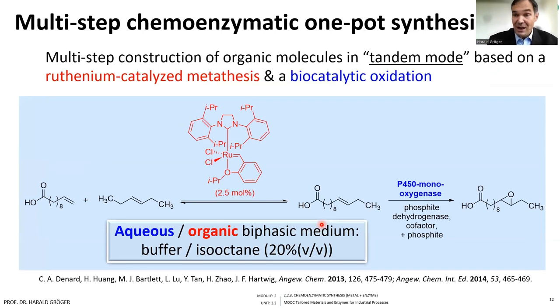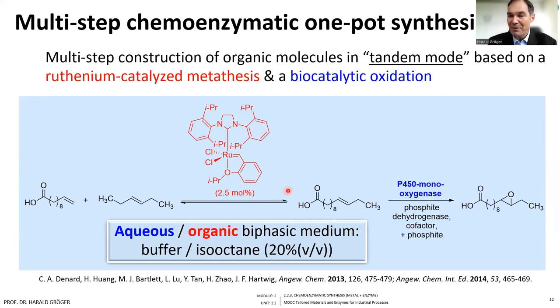Actually, this combination has also been reported later in a different way by the Sako and Hartwig groups. Sako and Hartwig et al. succeeded in using the metathesis catalyst, again in an aqueous system or aqueous-organic biphasic medium, but in principle an aqueous reaction medium, and combining it with a monooxygenase. I would like to also mention that in this example we have a concurrently running reaction. That means we have a tandem process, which in this case offers advantages over the sequential one-pot, two-step process. Why?